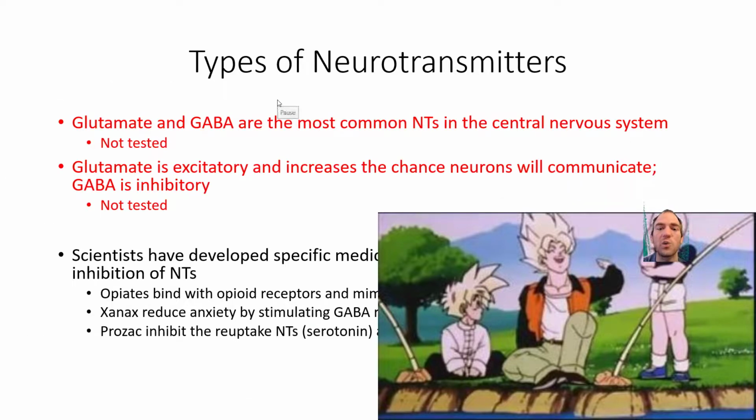Now moving on to other types of medications and how they relate to neurotransmitters. Scientists have developed specific medications to target the production or inhibition, that is, to decrease the amount of neurotransmitters.